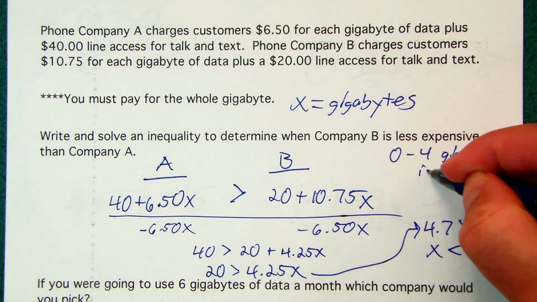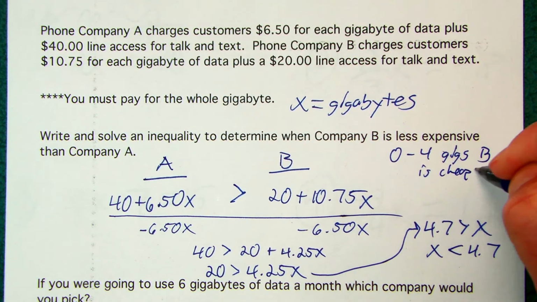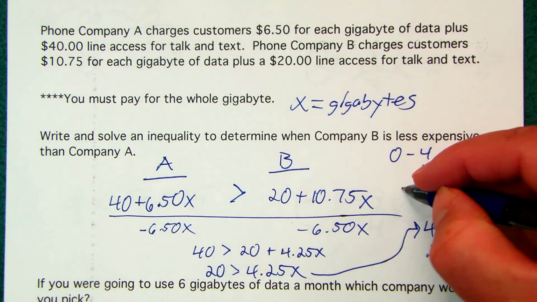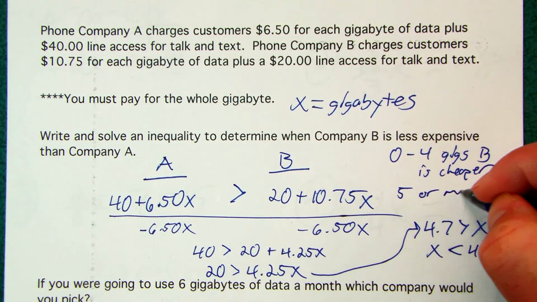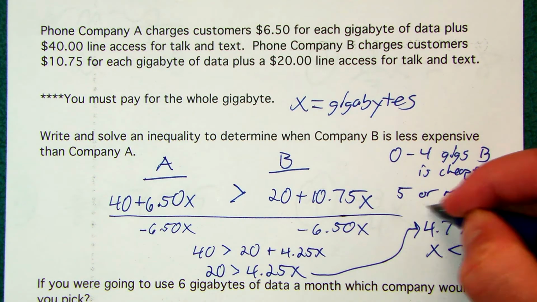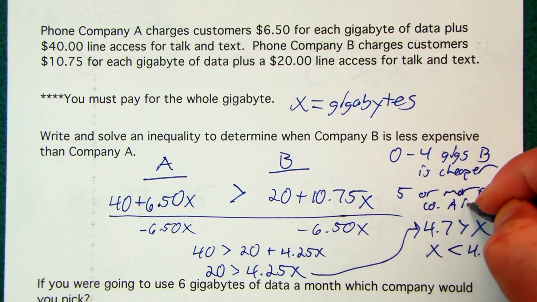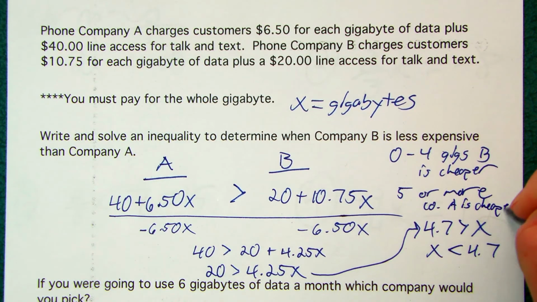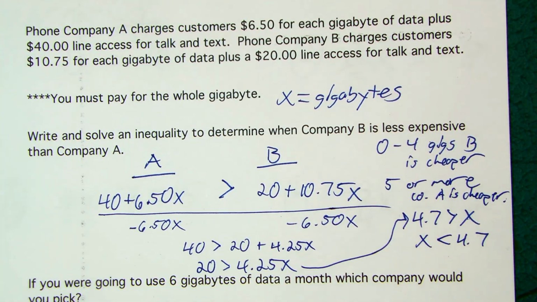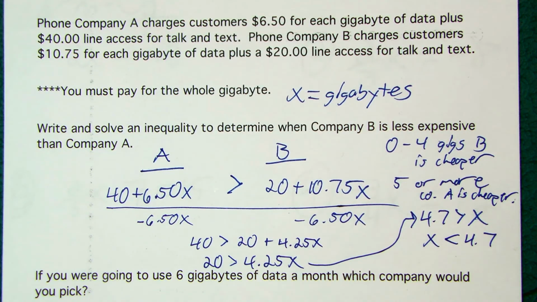So 0 to 4 gigs, B is cheaper. Again, we're right in the middle there. You've got to pay for the whole gig. 5 or more, company A is cheaper. Okay, that's what we said. Right from the start, B is going to be cheaper, but eventually A will catch up over time.